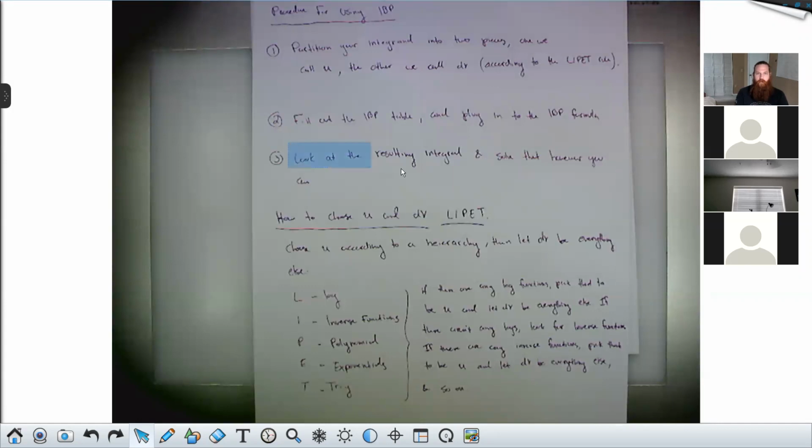So the third step here says, look at the resulting integral and solve that however you can. So first you split up your integral into u and dv. We're actually forming a partition, which means that two separate pieces don't overlap and come together to form the whole thing. Partition your integral into u and dv. Then you fill out the IBP table and plug into the formula. The very last part of that formula is another integral. So you look at that integral and solve that however you can.